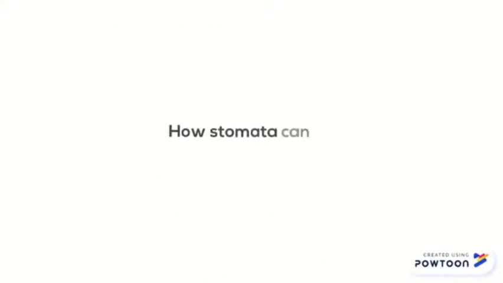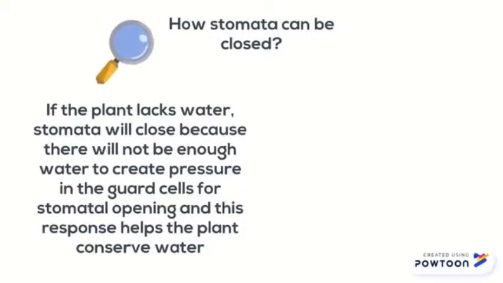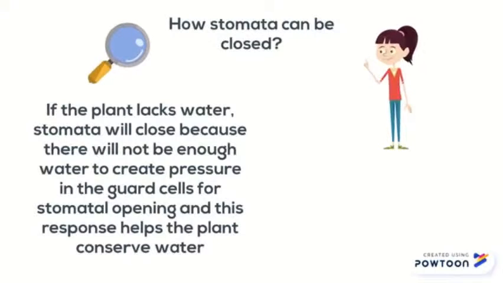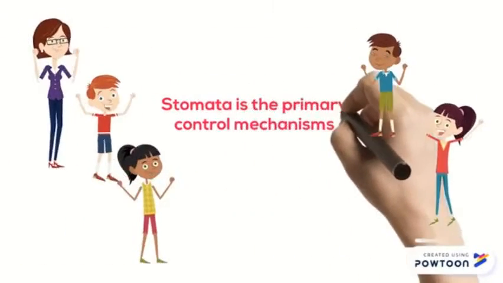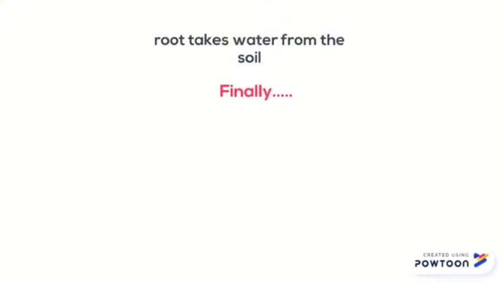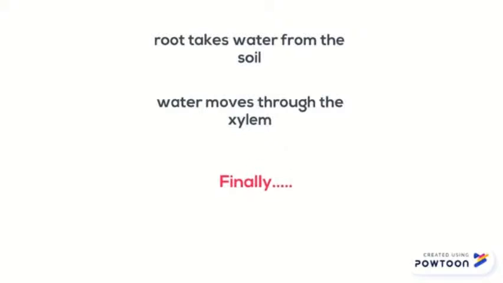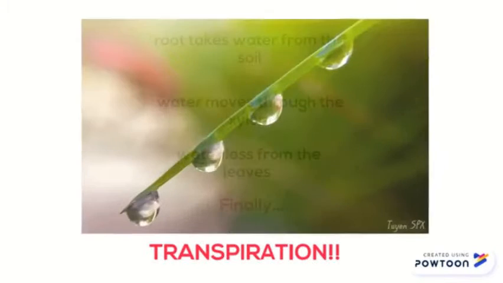How can stomata be closed? If the plant lacks water, stomata will close because there will not be enough water to create pressure in the guard cells for stomatal opening. Stomata are the primary control mechanism that plants use to reduce water loss. In conclusion, the transpiration process starts from the root, taking water from soil, then water moves upward through the xylem, and lastly, water leaves the plant through stomata.